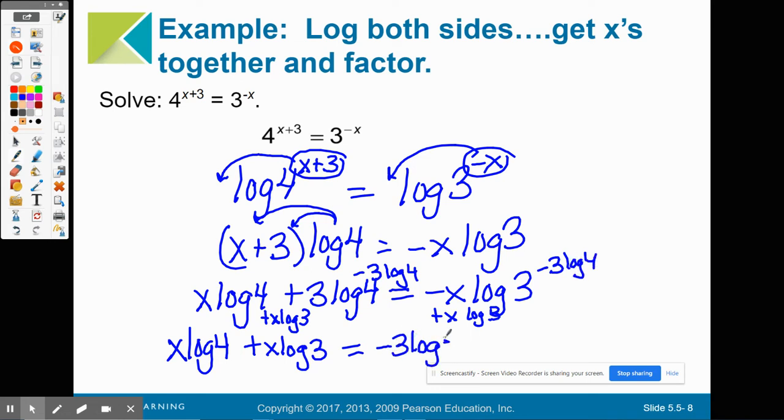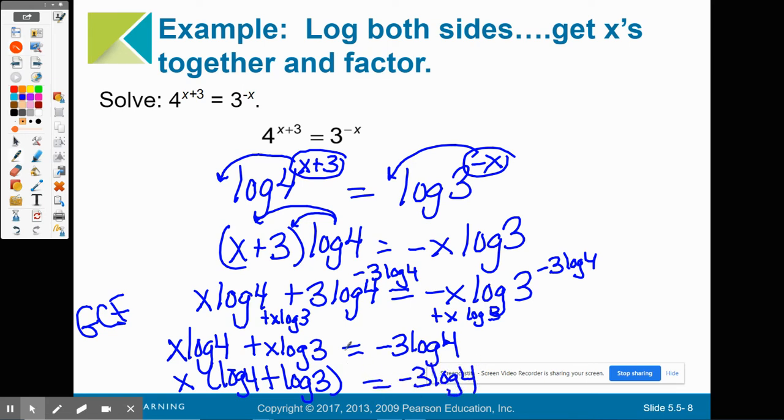And I still don't have x by itself. But these two have an x in common. So we are going to pull out the GCF. There's an x here. So that leaves me with log 4 plus log 3. And that is just a number. That equals the negative 3 log 4.